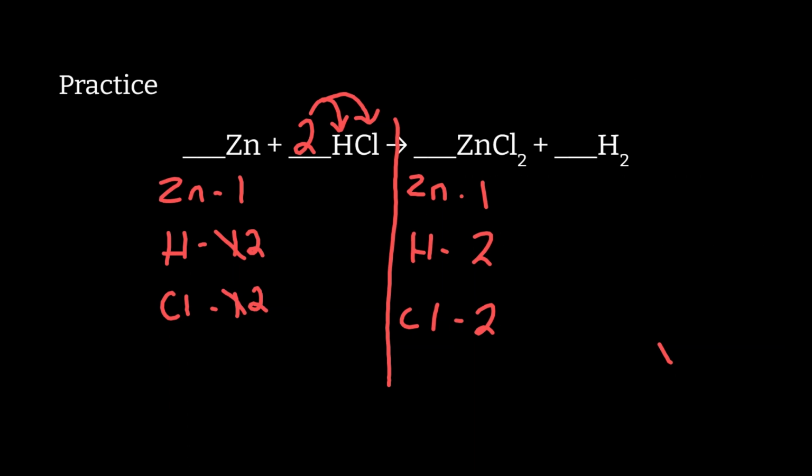Now, by placing that one coefficient, we have balanced the overall reaction. We have 1 zinc on either side, 2 hydrogens on either side, and 2 chlorines on either side. So this reaction is completely balanced now. Now, with those blanks, we can leave them, or we can go ahead and just put in a 1 as a placeholder.